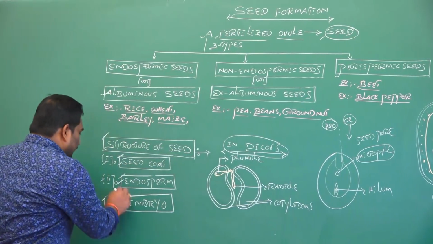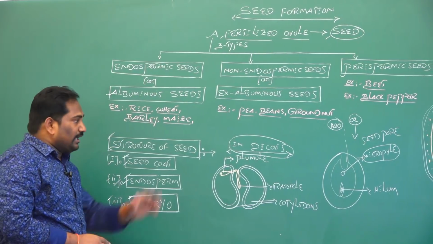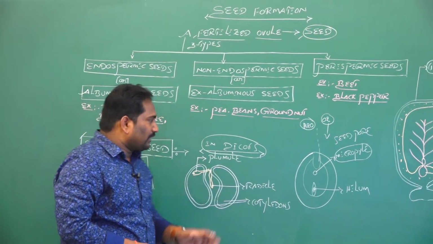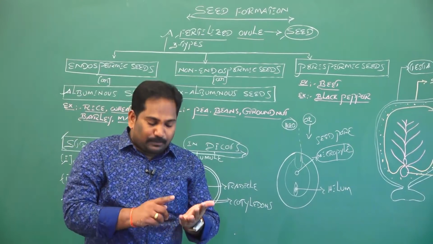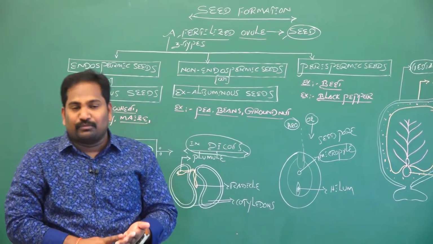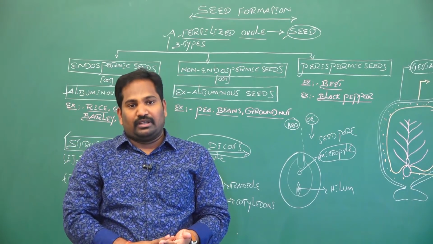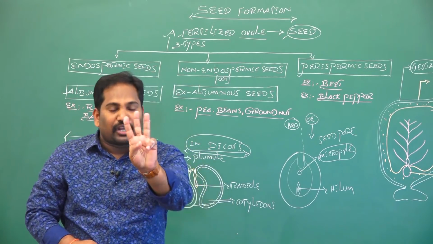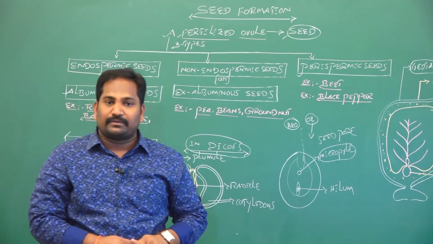Next, the second major part of the structure of a seed is the endosperm. In a dicotyledon seed, endosperm is a nutritive tissue. It's a product of the central cell in the embryo sac. It's a product of triple fusion. The ploidy of this endosperm is triploid in angiosperms, haploid in gymnosperms.